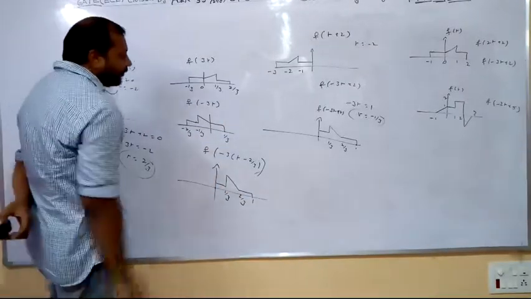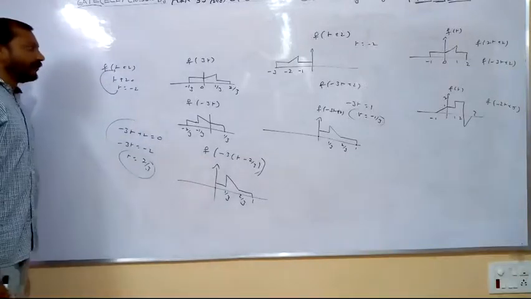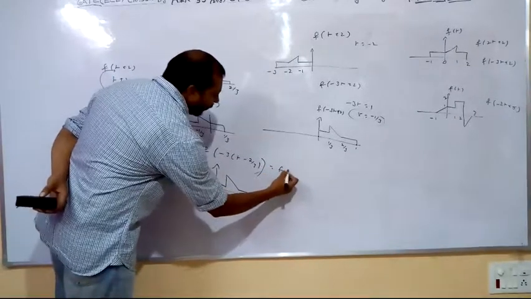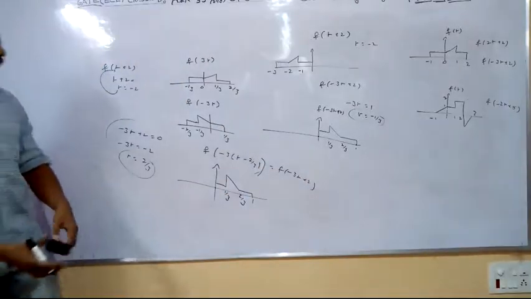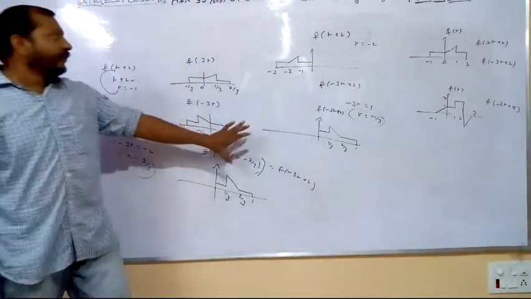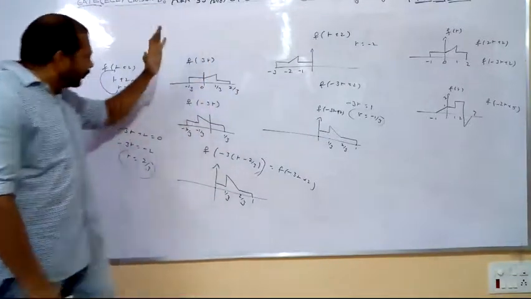This is the way of writing f of minus 3t plus 2, that is, f of minus 3 into t minus 2 by 3. This is the signal f of minus 3t plus 2. Of this, the easiest way is this one only. This is also the easiest way.